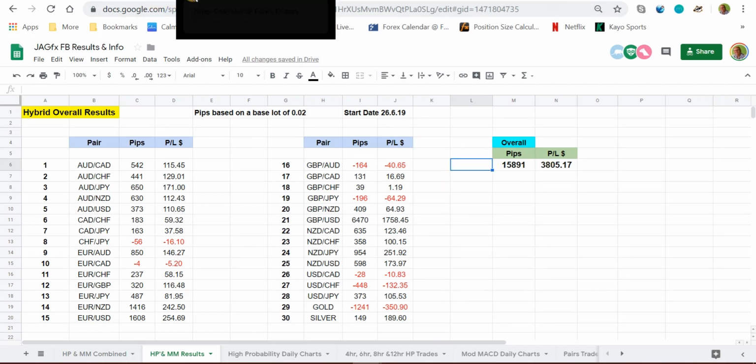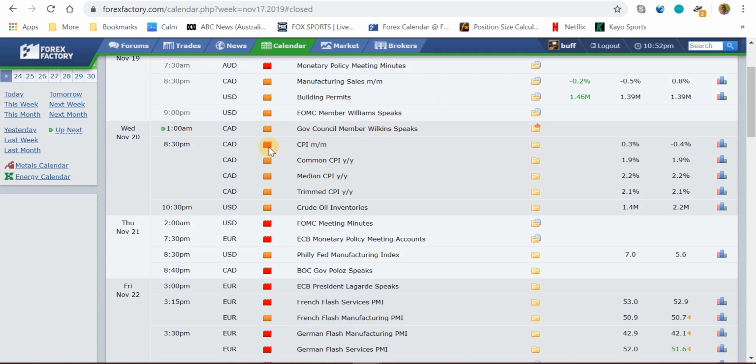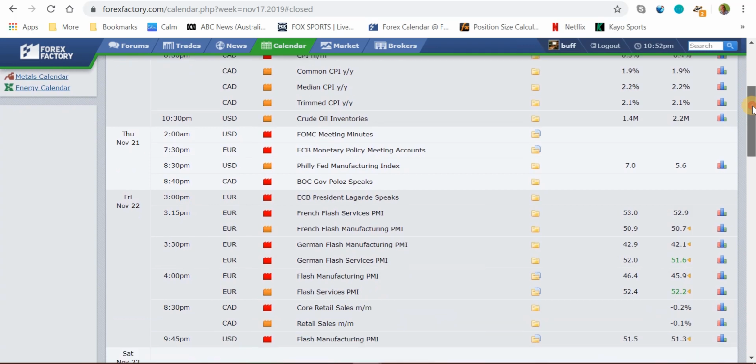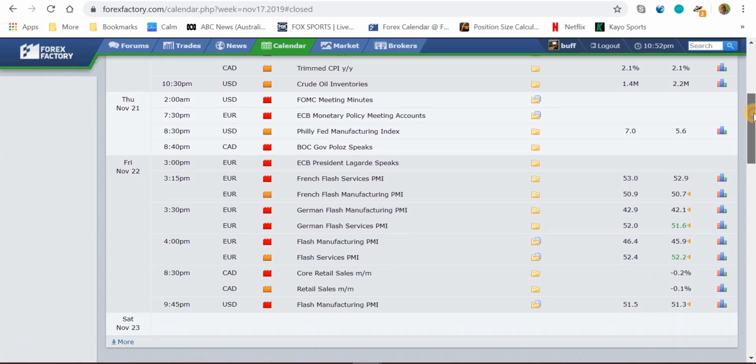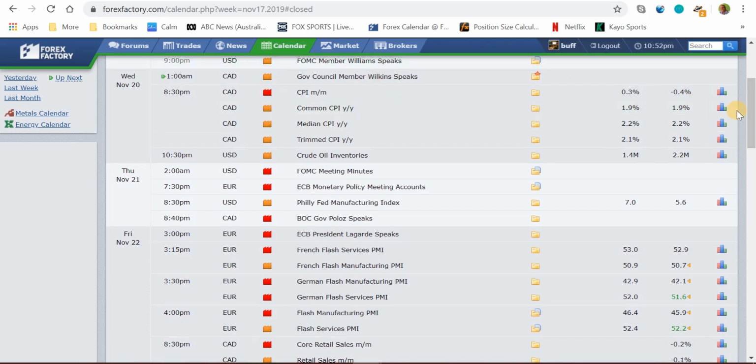So let's have a quick look at the news. It's a pretty quiet week this week. We're Tuesday, next news. This is all in local time. So at 1 a.m. we've got something out of Canada in about 2 hours. Not too exciting. Red is a high impact. The orange is medium impact. I keep them both on there. I don't really need to see the medium, but sometimes some of the interest rate decisions are hidden away. We don't really have much until Thursday. There's a CPI out of Canada on Wednesday.